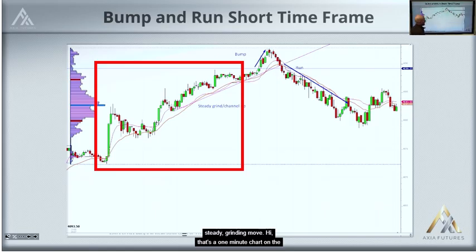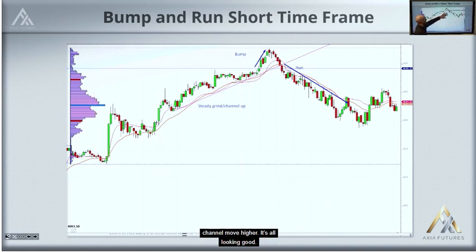This is a 1 minute chart in the S&P over the first couple of hours of trade. You get this quick drive up, steady progression. So anybody trying to stay in this move, you're fine. You're in this sort of grinding channel move higher. It's all looking good. What you then get, and this can be helped out by breaking a level as well.